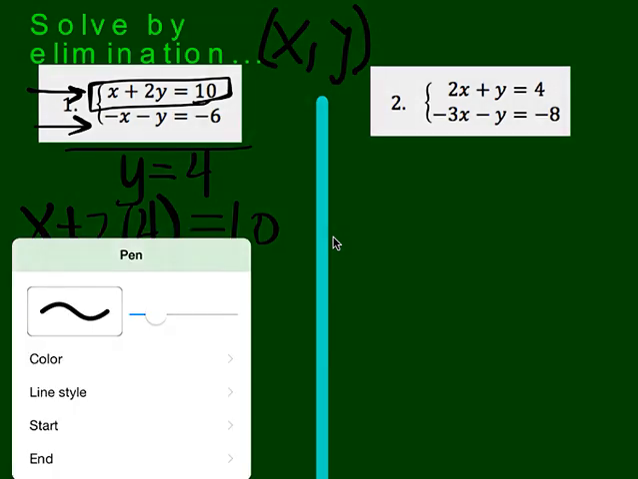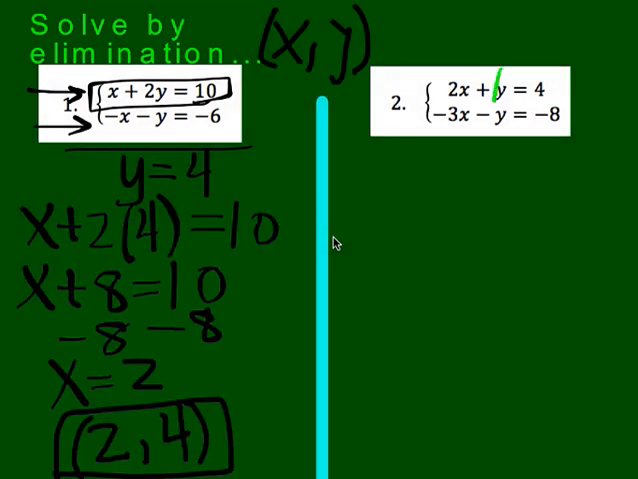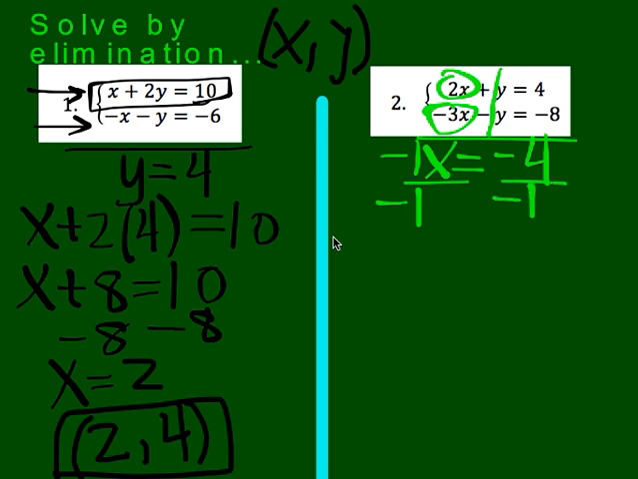Let's go ahead and take a look now at number 2. So when we do number 2, I notice that I have a positive 1 and a negative 1 with that y, which means the y's are opposites. And that means I'm ready to do some elimination. So 2x minus 3x is a negative 1x. And that's going to be equal to 4 minus 8, which is a negative 4. So now what we're going to do is divide both sides by a negative 1, because I don't want to know what negative x is equal to. I want to know what x is equal to. So when I divide out two negative numbers, it's going to become positive.